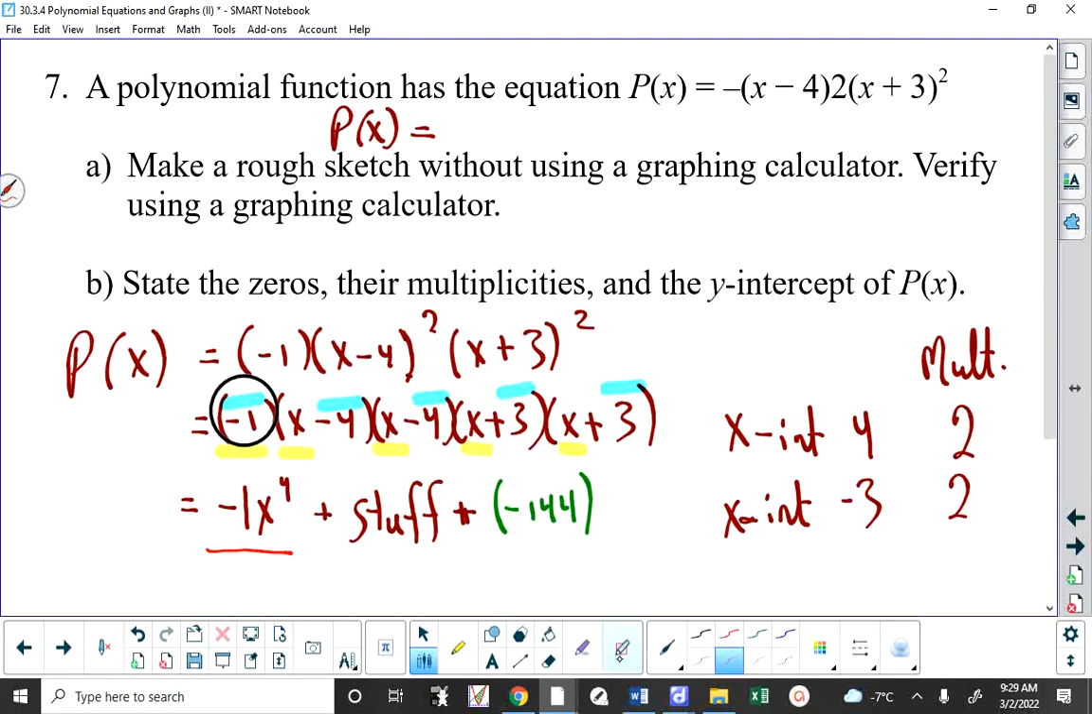The leading term is -1x to the 4, which means it's an even polynomial function because of the even degree, 4, which means both arms are either up or down. But since the leading coefficient is negative, -1 is a negative number, that means that the right arm must be down. But the only way the right arm can be down if both arms are in the same direction is if the left arm is down as well.